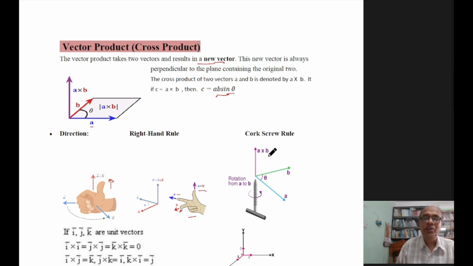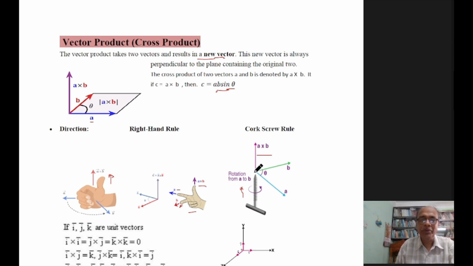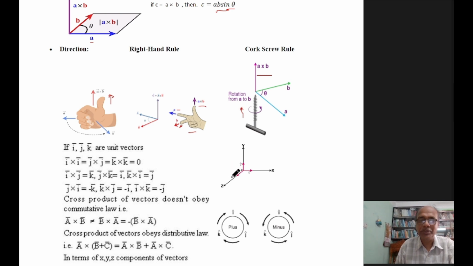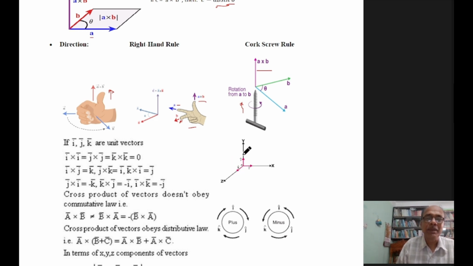And another is the corkscrew rule. Here you see vector A in this direction, vector B in this direction. If you rotate the screw in such a way that it goes from A to B, then the head of the screw moves in this direction. That direction will be the direction of the new vector. Okay, so through these rules we are finding the direction of the vector.